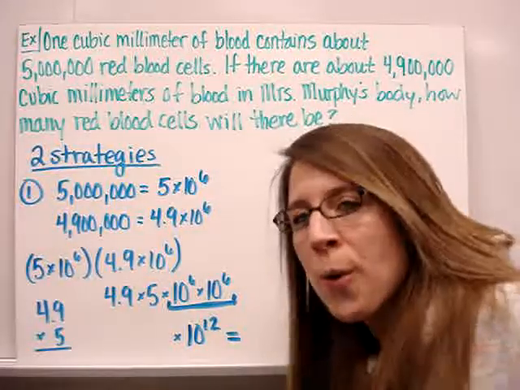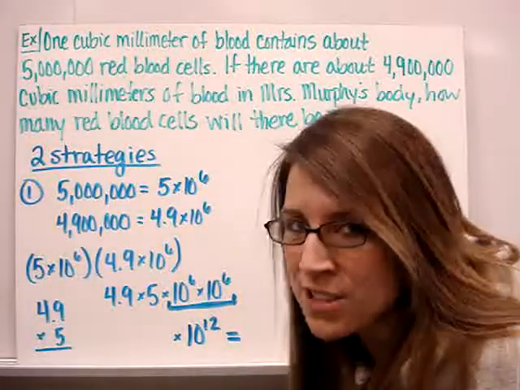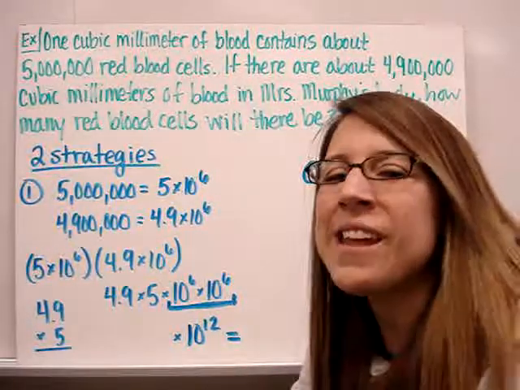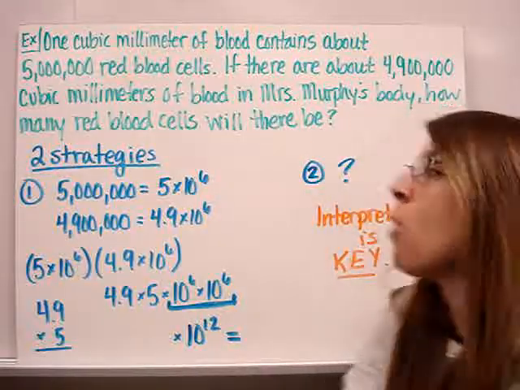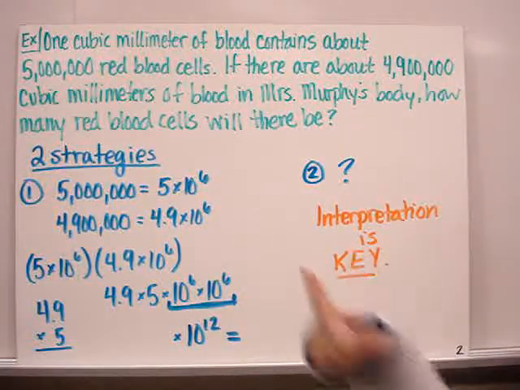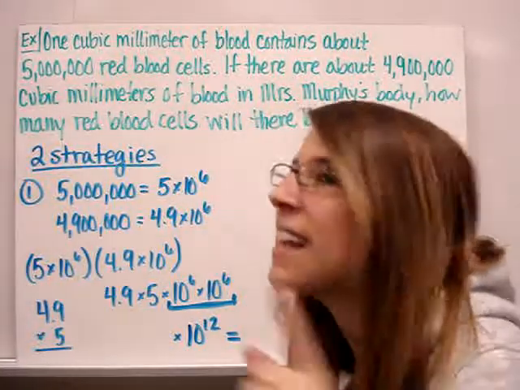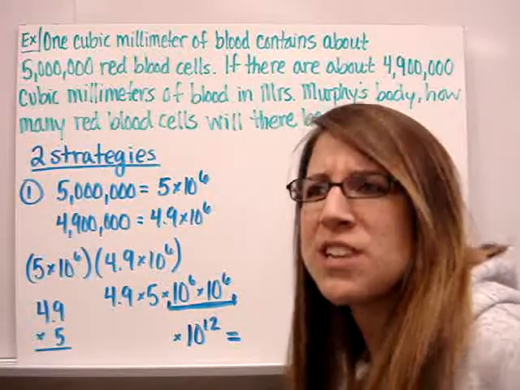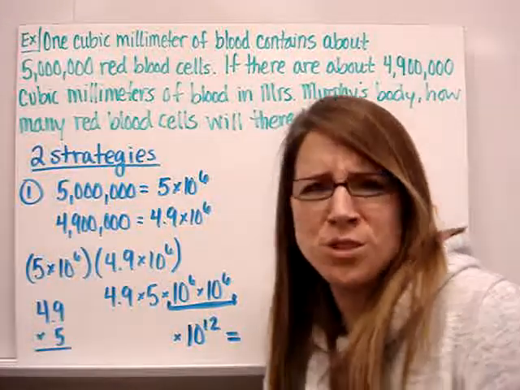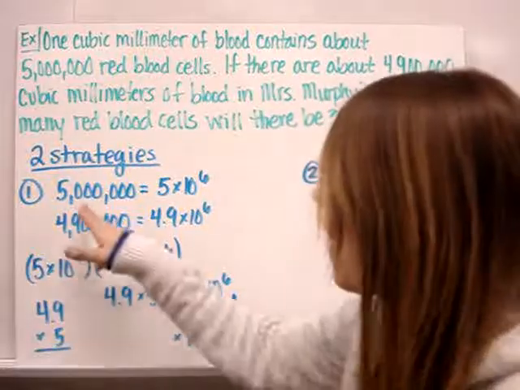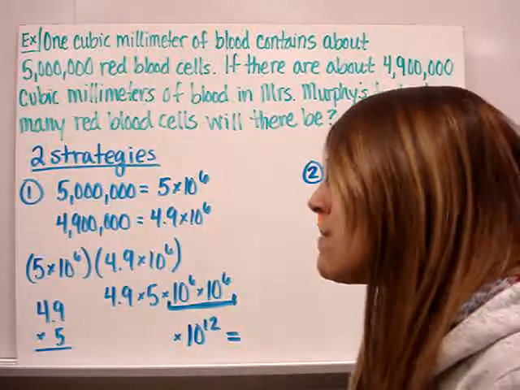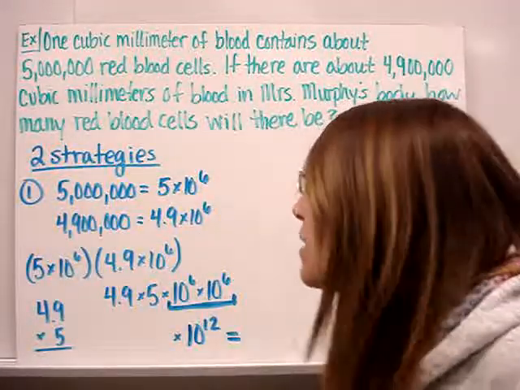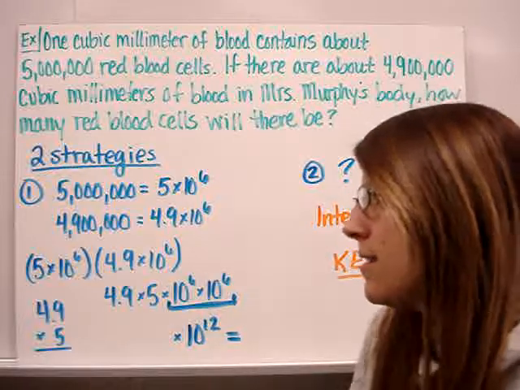Well, I want you to know that there are 2 strategies here, but comprehending what you're doing is so important. Interpretation is key, and I'll talk about that in a second. So first, you can make it in scientific notation, because at this point, scientific notation is your friend. So 5 million is 5 times 10 to the 6th power. And 4,900,000 is 4 and 9/10 times 10 to the 6th power.